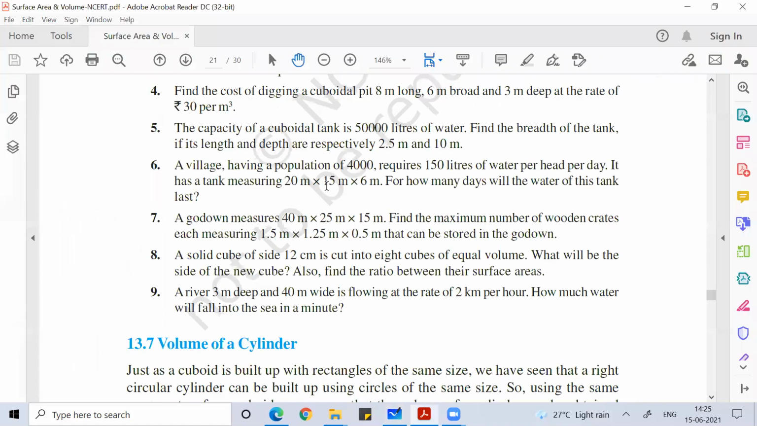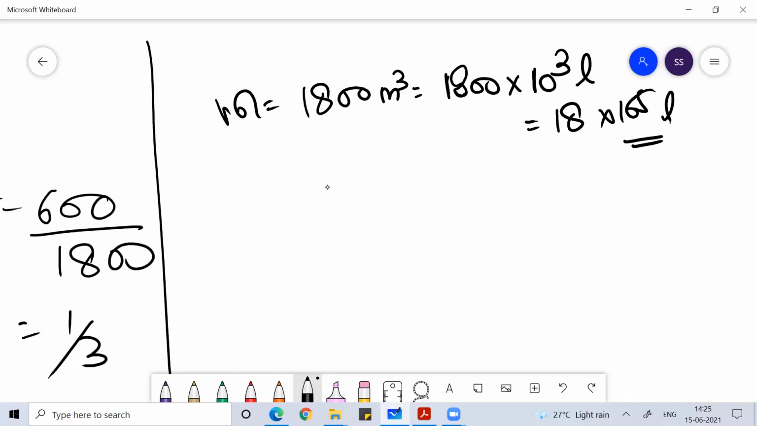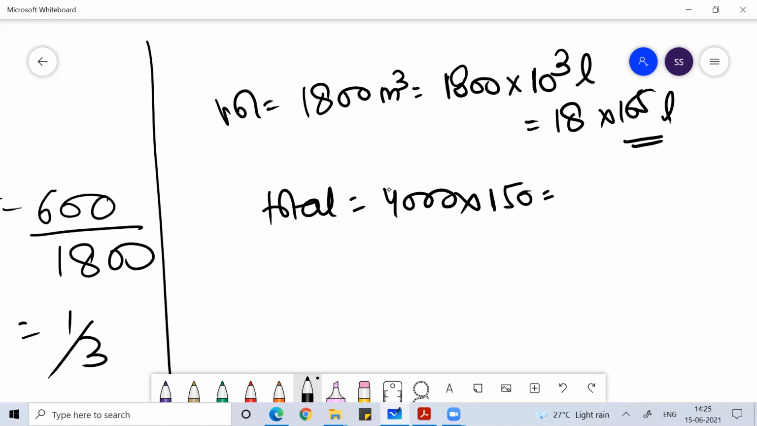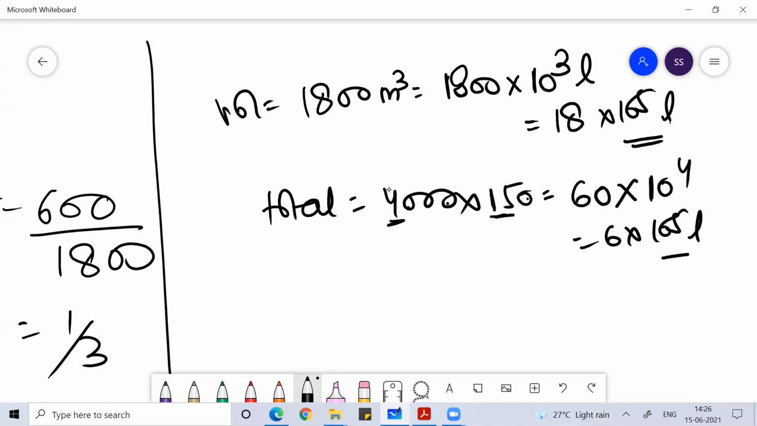Here, what you are getting is 60 lakh, into 150. Total is 4,000 into 150. 15 fours are 60, and then how many zeros are there? 1, 2, 3, 4. 4 zeros. So this is 6 into 10 to the power 5 liters. That is 6 lakh.